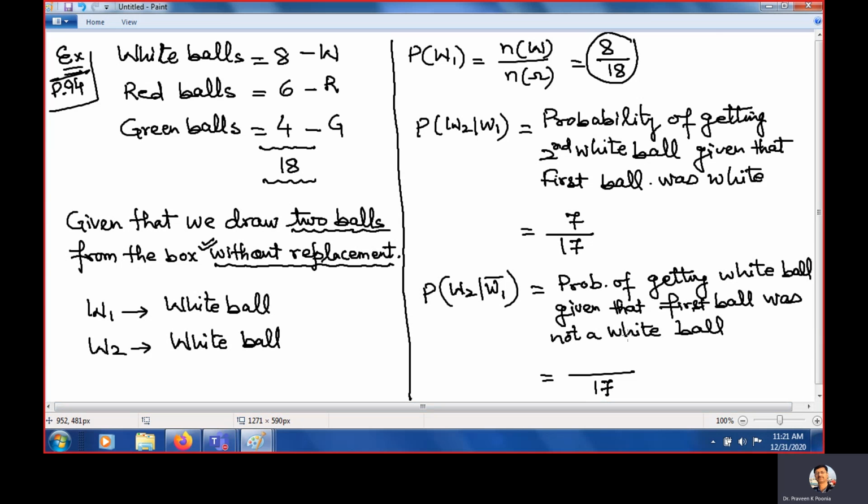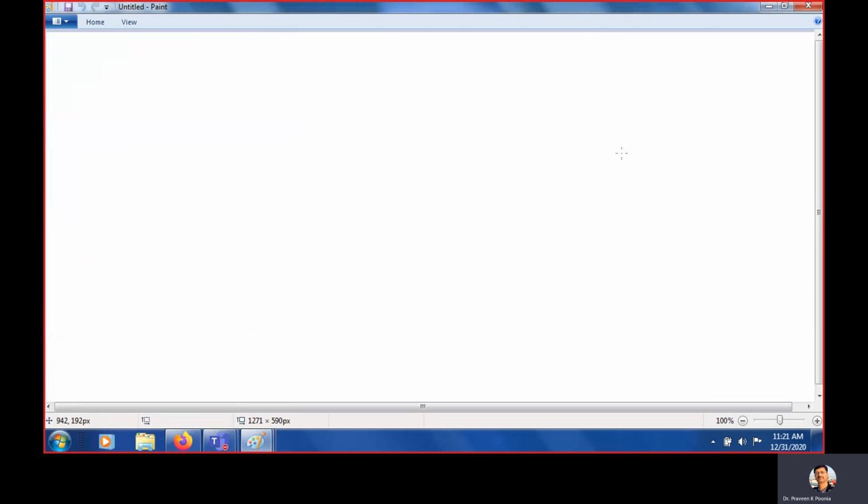But because the first ball was not white, for the second one all 8 white balls are available. So the answer is 8 upon 17. This is a very important part. Now, one more part is there in this question.